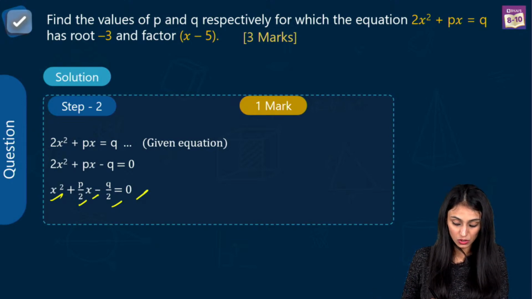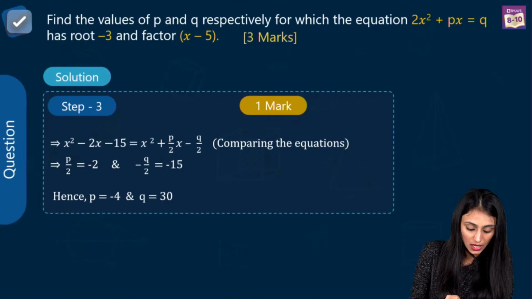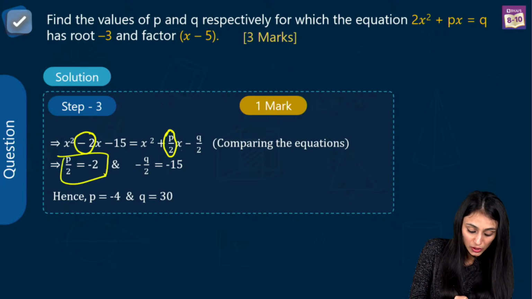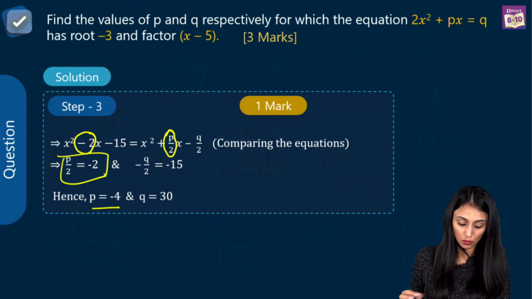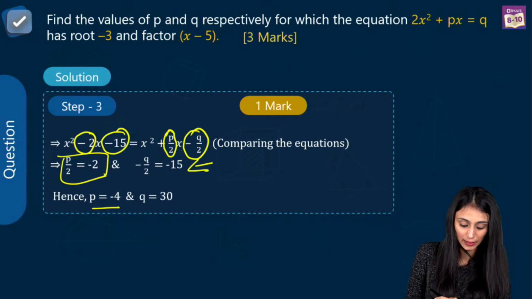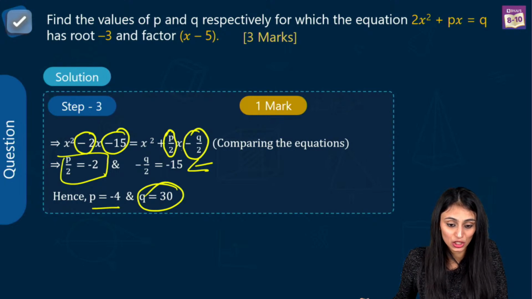Okay. So on comparing both the equations, with x we have p by 2 here, and here with x we have minus 2. I can equate them, right? From here you get the value of p, that would be minus 4. Here I have minus q by 2, here I have minus 15. On equating them, I get q equals 30. That's how we are getting the values of p and q.